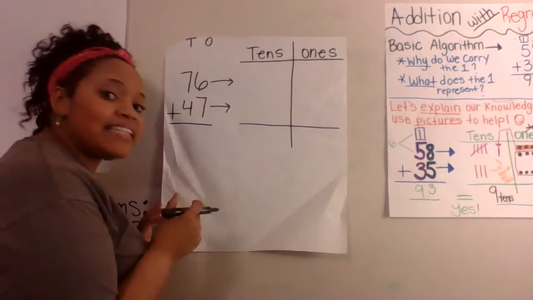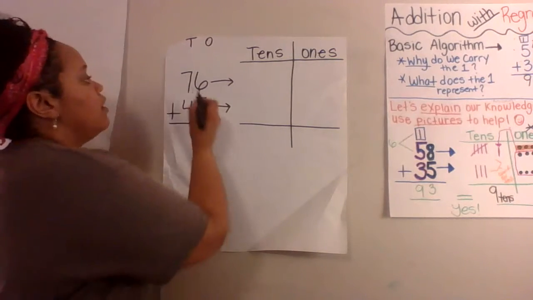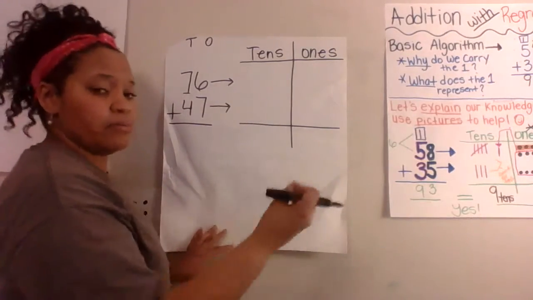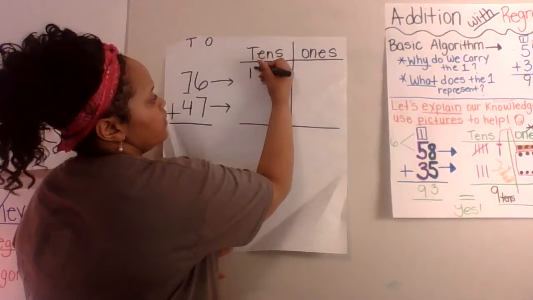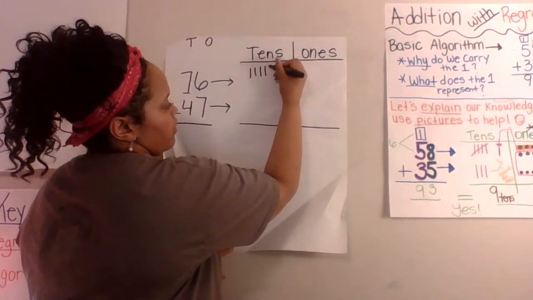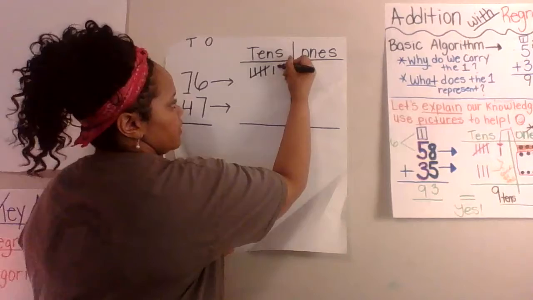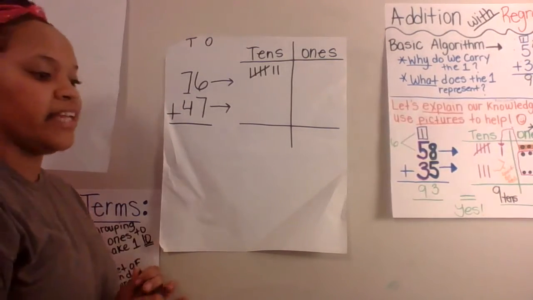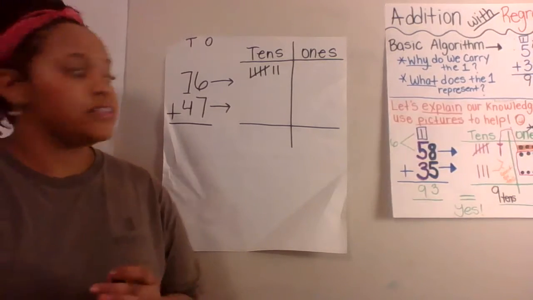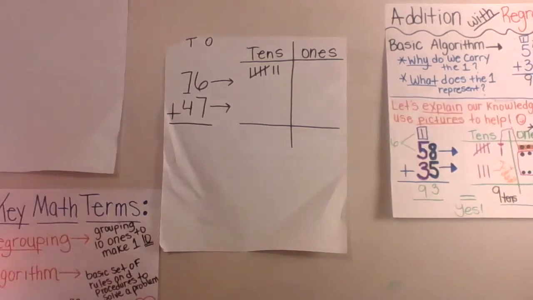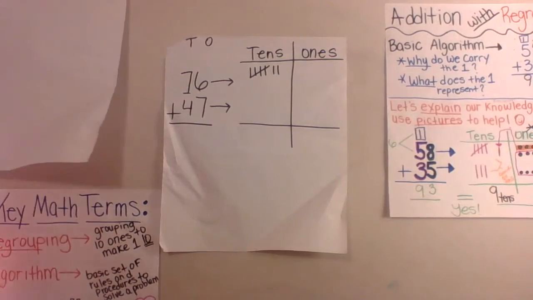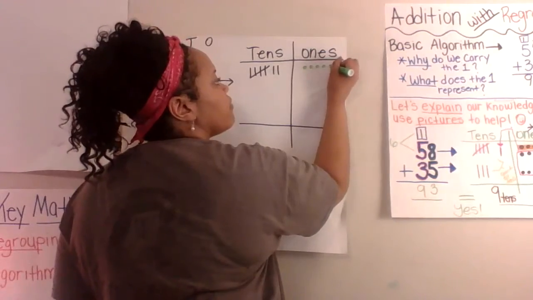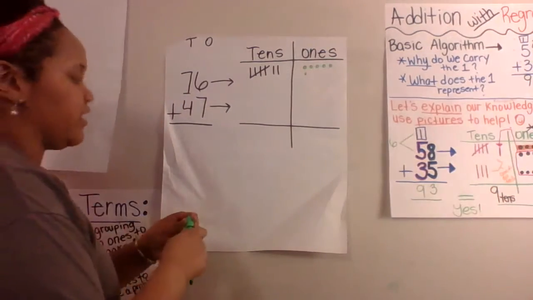Okay, so how many tens is in the number 76? Exactly, there are 7. I will draw 7 lines, okay, to represent 10 each. Ready? 1, 2, 3, 4, 5, 6, 7. Beautiful. Okay, how many ones is in the number 76? Okay, yes, there are 6. I need a different color. Sorry. 6. 1, 2, 3, 4, 5, 6. That is the number 76.